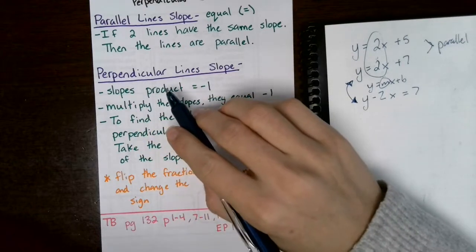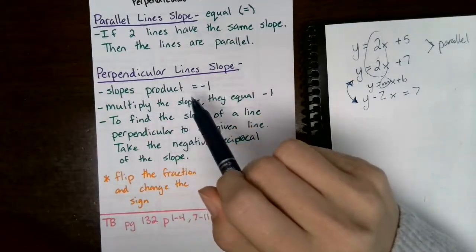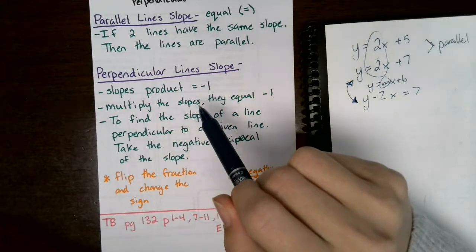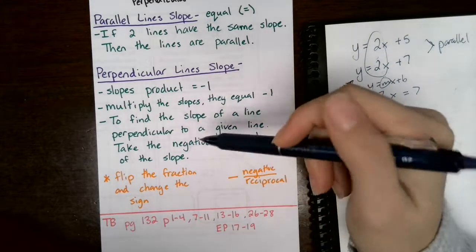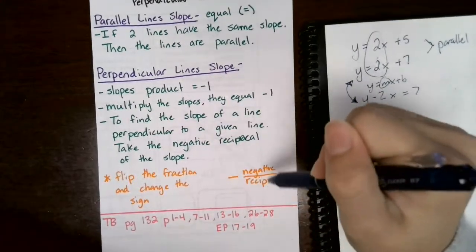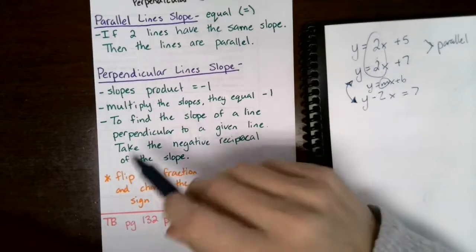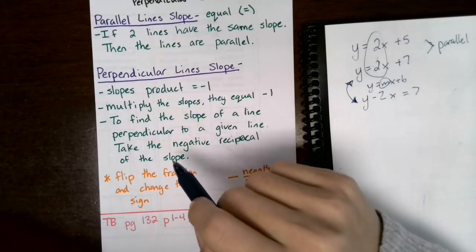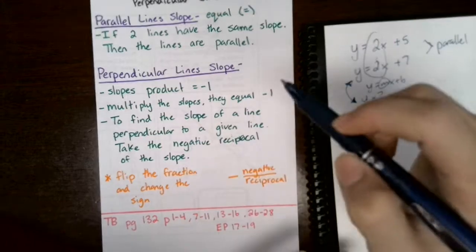Next up, perpendicular line slope. So the slopes' product, which is multiplication, equals -1. Okay, so what that means is that they are negative reciprocals of each other. So to find the slope of a line perpendicular to a given line, take the negative reciprocal of the slope.